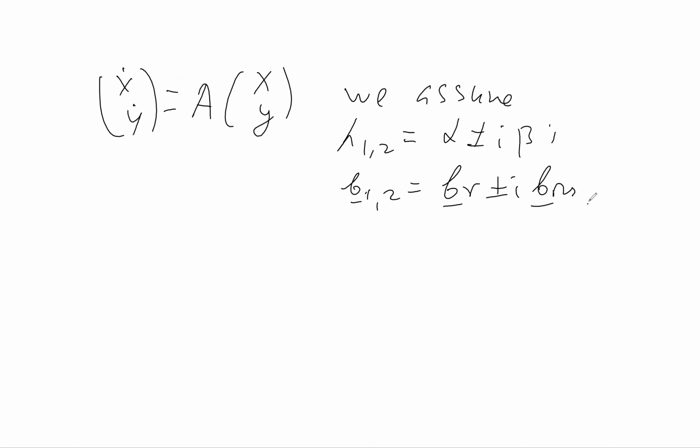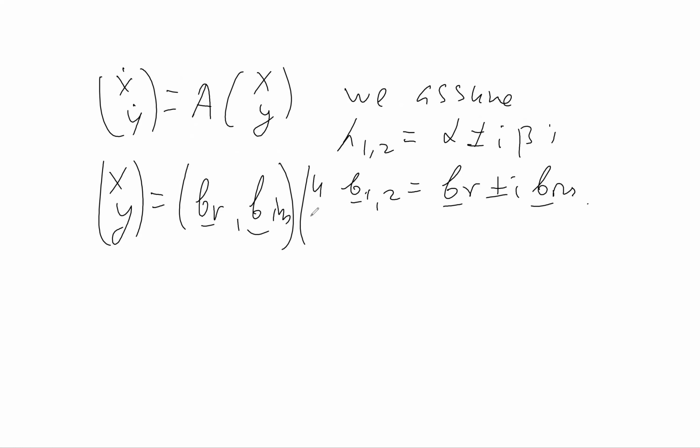And now we know that if we make the transition, let's put it like this, x, y equals b real, b imaginary times u, v. I did it at some point, you can check it again. So this is a change of variables, or substitution.